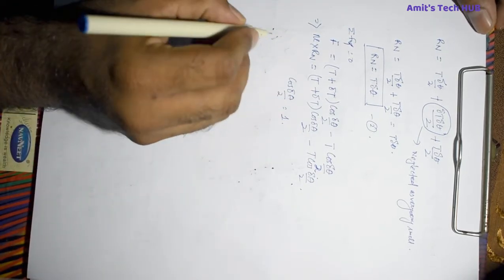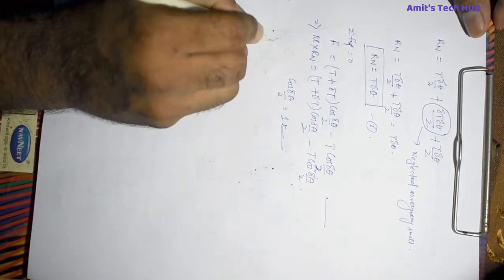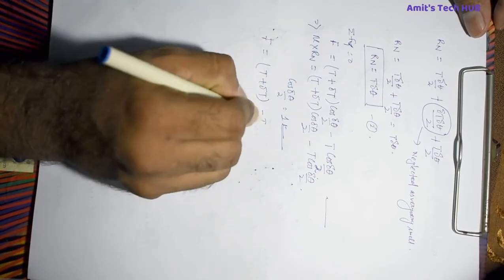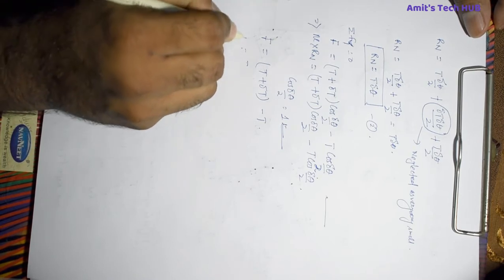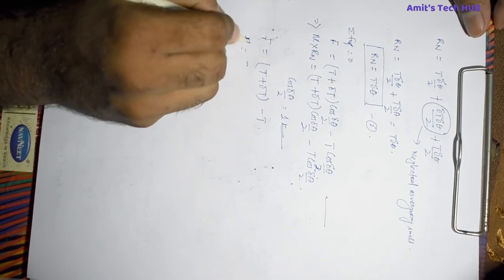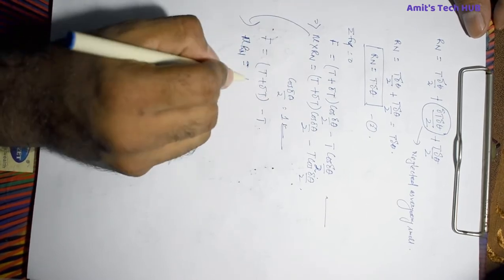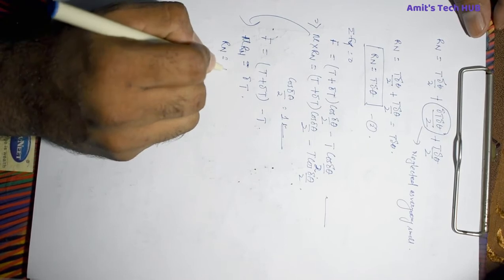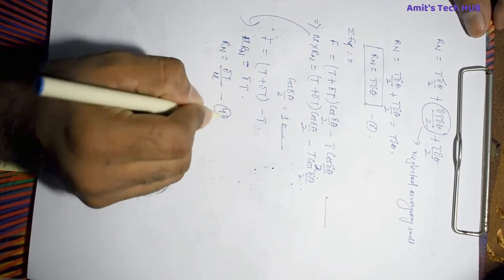Okay, so now putting this value here, F is equal to T plus del T minus T, or you can write simply F is equal to mu Rn, from here, that is equal to del T. So Rn is equal to del T by mu. Let it be equation number 3.